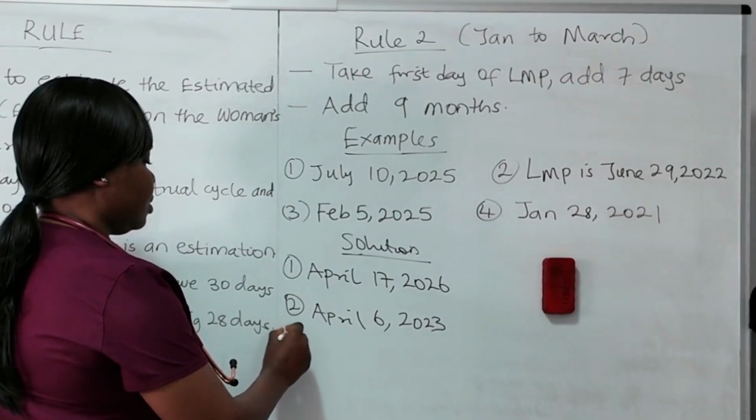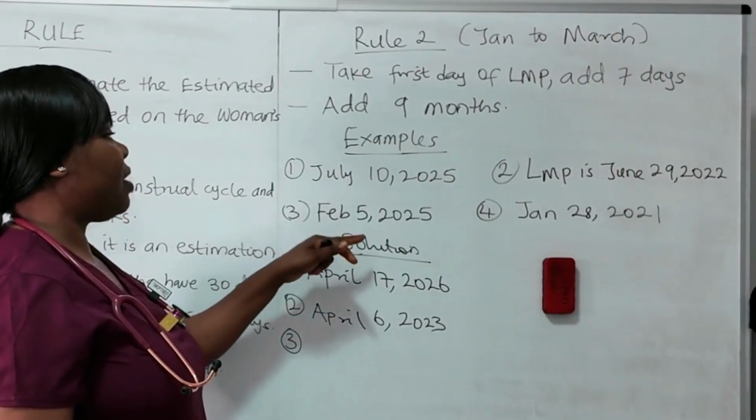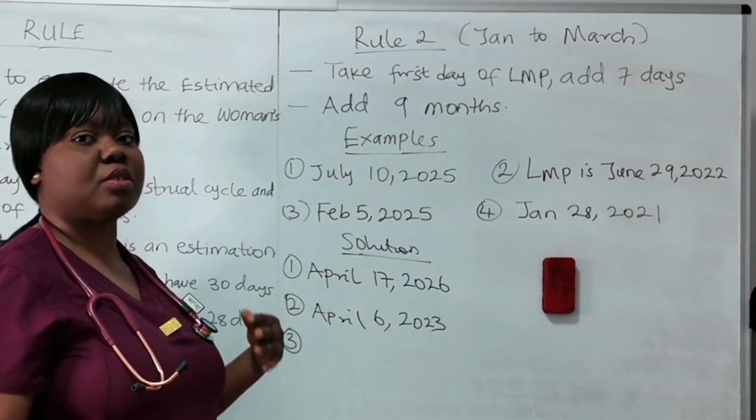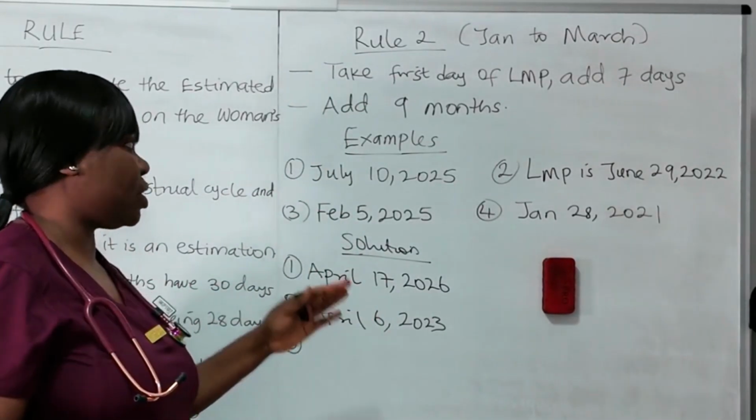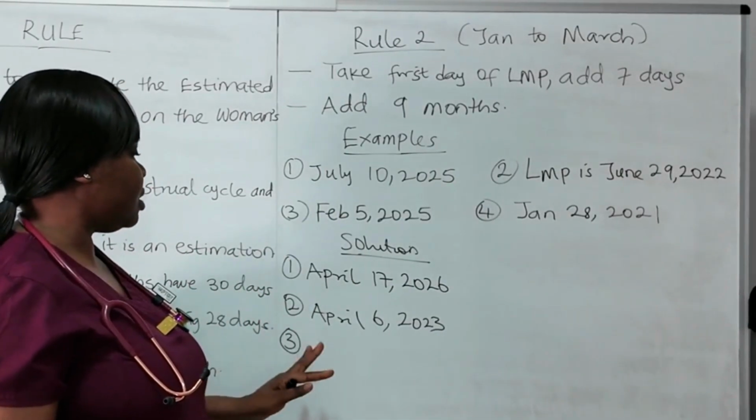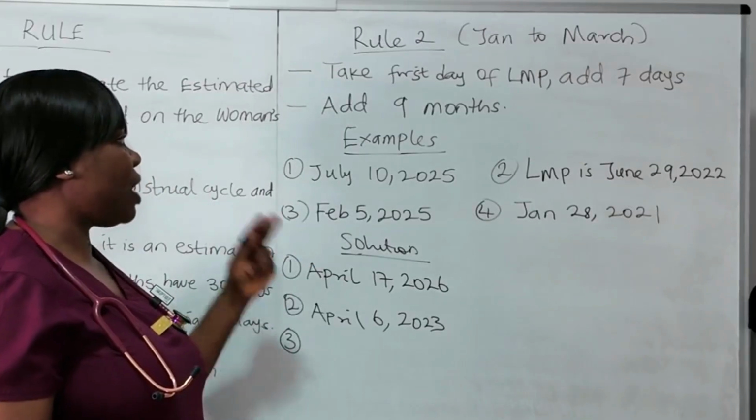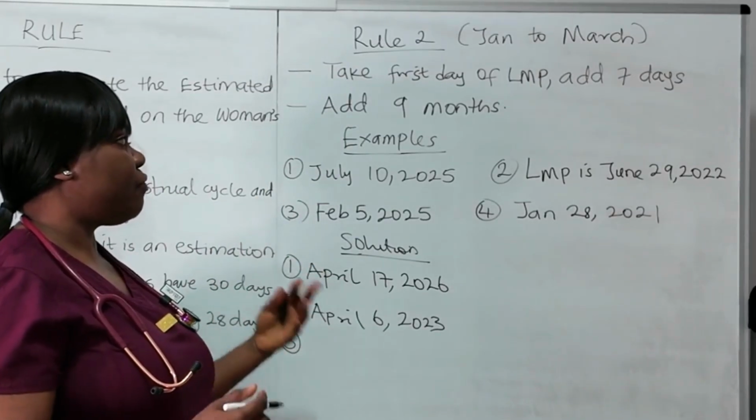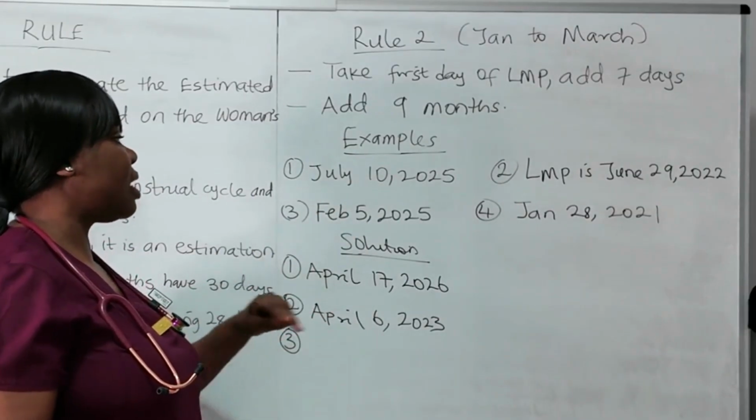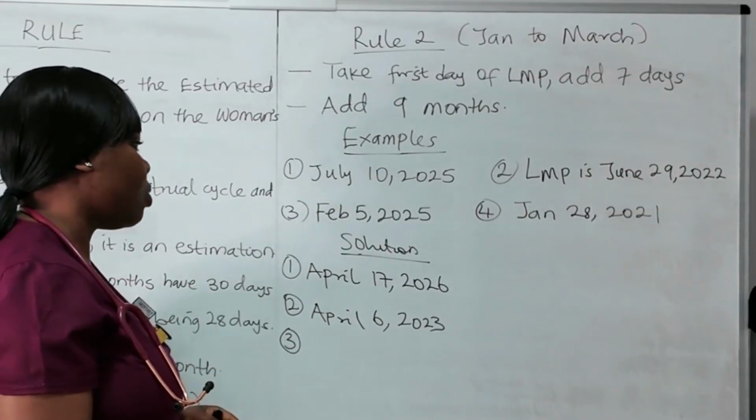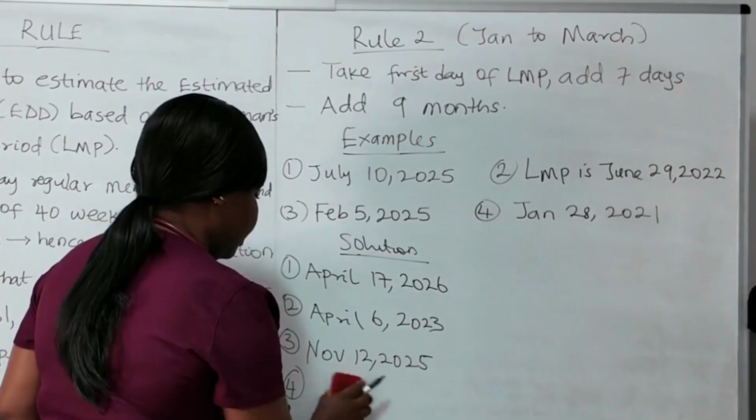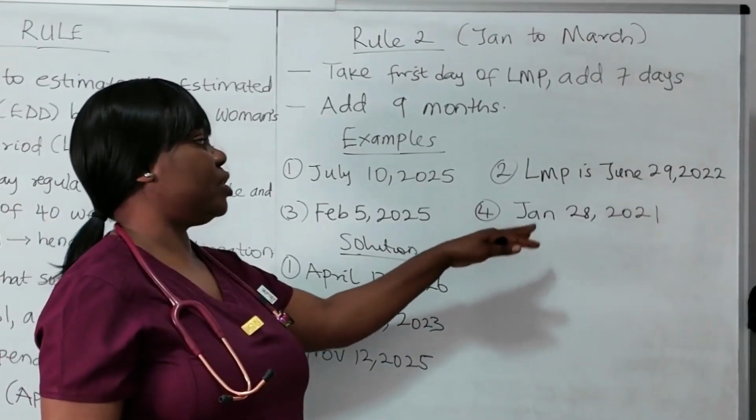For the third one, February 5, 2025. February is between January to March, so we can use the second rule. This one is actually more straightforward, and you don't need to adjust the year. The LMP is February 5, 2025. If we add 7 days to it, it gives us February 12, 2025. And if we add 9 months to February 12, 2025, the overall will give us November 12, 2025.